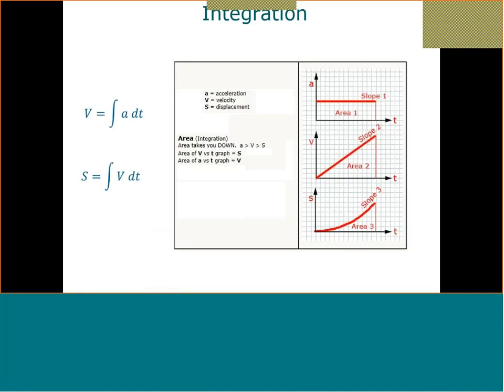Now, back to this, same thing: going from displacement to velocity, and from velocity to acceleration, I can go back down by taking the integration. So if I integrate the acceleration, I will find the velocity. If I integrate the velocity, I will find the displacement.